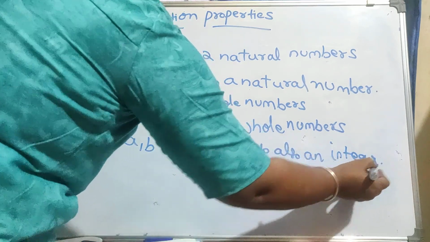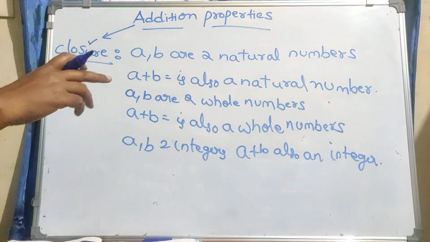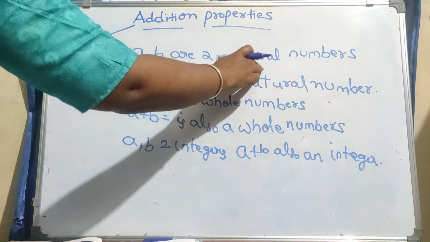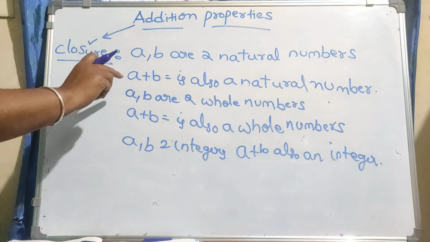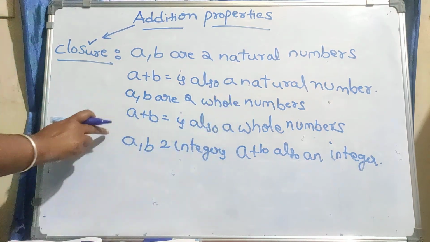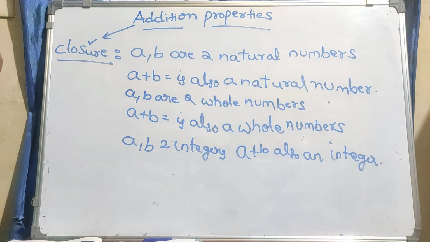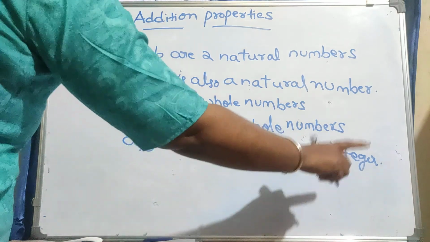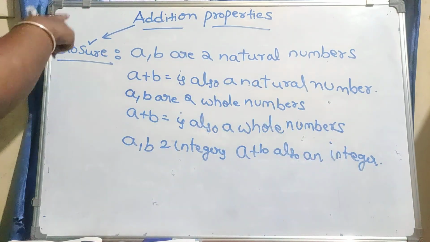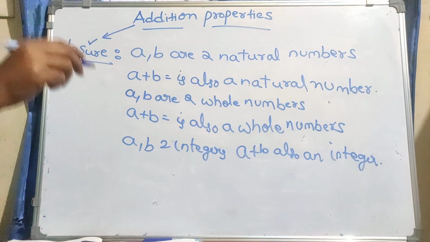That means the number system changes, but the abbreviation is always the same. If A comma B are two natural numbers, A plus B is also a natural number, which is closure property. A comma B are two whole numbers, A plus B is also a whole number, closure property for whole numbers. A comma B are two integers, A plus B is also an integer. That is closure property under addition for integers. Only the number system changes, but the abbreviation remains the same.